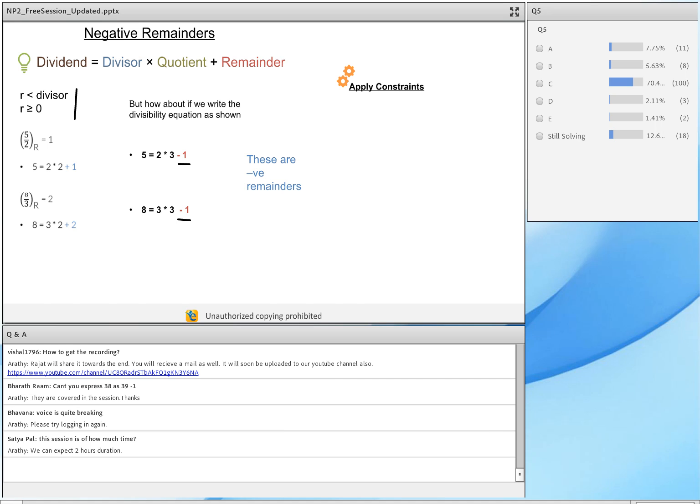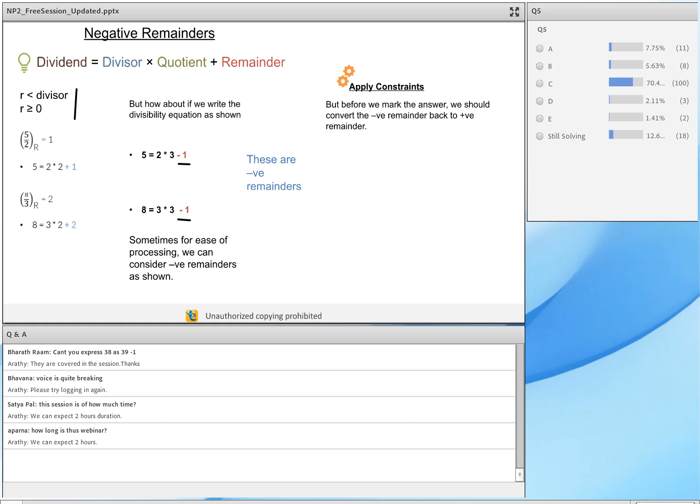So let's apply these constraints and try and process these negative remainders. What we do is we convert these negative remainders into a positive remainder. And how we go about doing that is by adding and subtracting the divisor. So we say 5 is 2 times 3 minus 1, which is what we had, and we add a plus 2 and we subtract a minus 2 from 5.